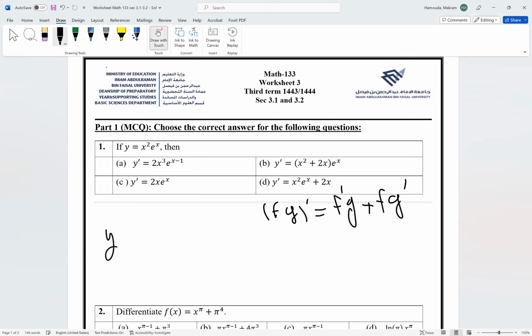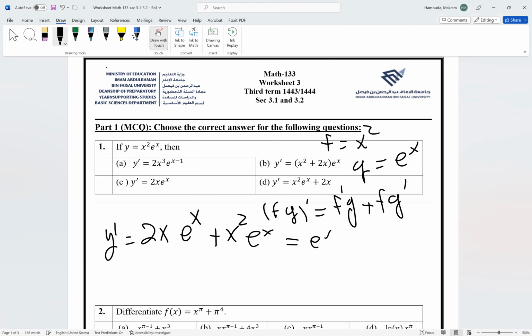So y prime here will be equal to the derivative of x squared. f here is x squared and g is e^x. We know that the derivative of x squared is 2x multiplied by g, which is e^x, plus f, which is x squared, multiplied by g prime, which is e^x itself. So we can put e^x in factor: e^x times (x squared plus 2x). We can, in fact, also put x in factor, but since we have the answer here, the answer is B in this case.